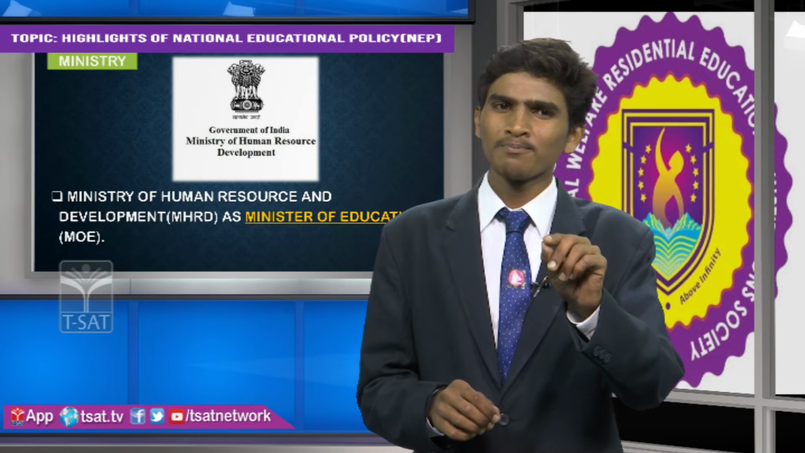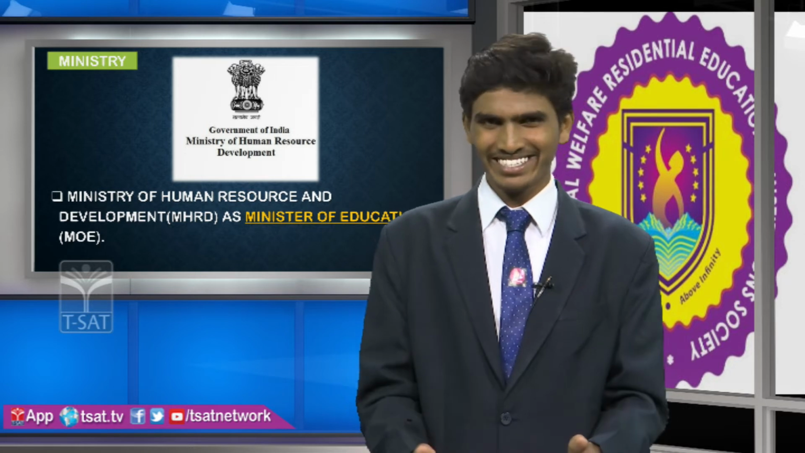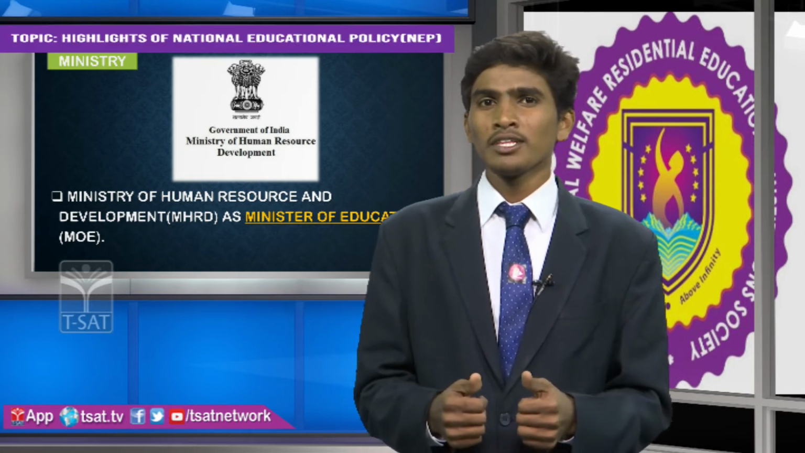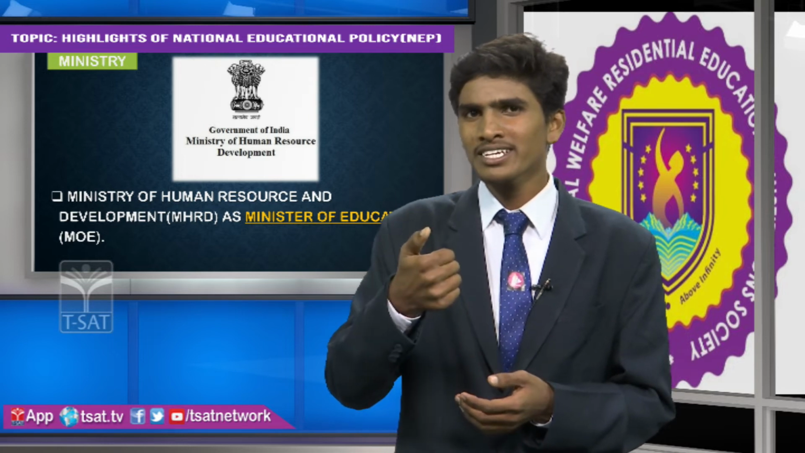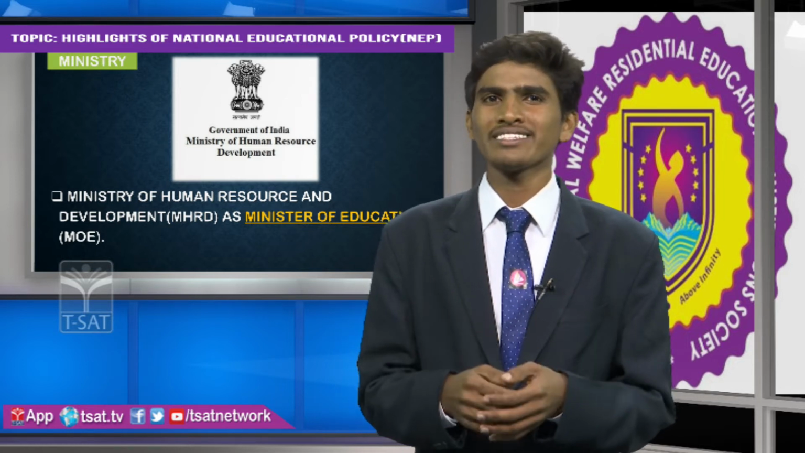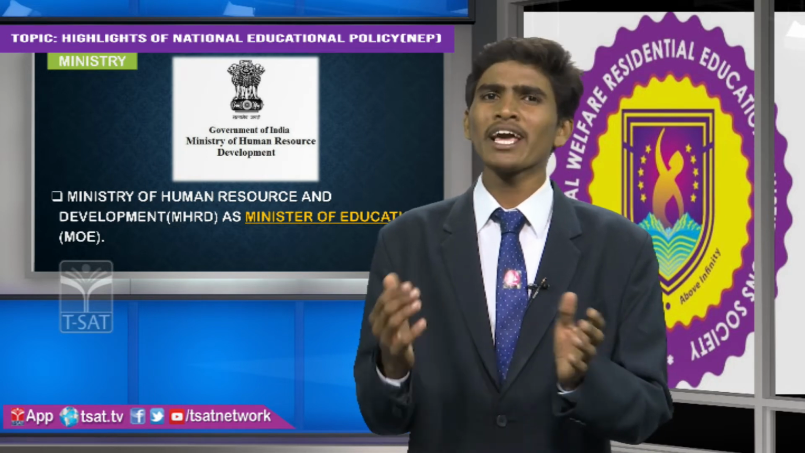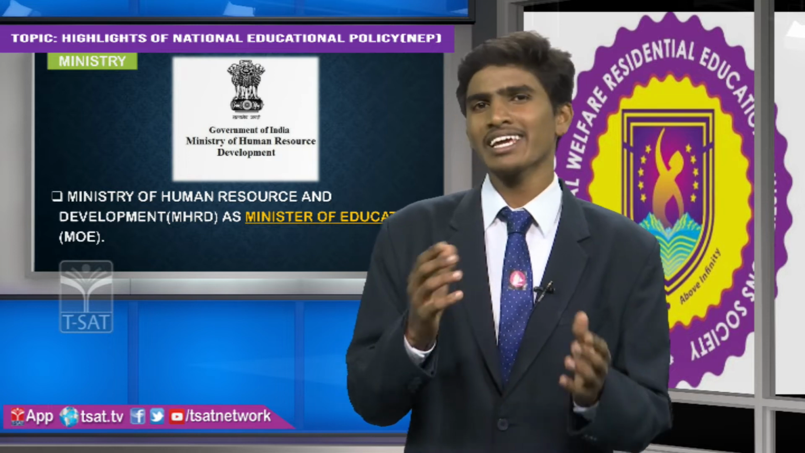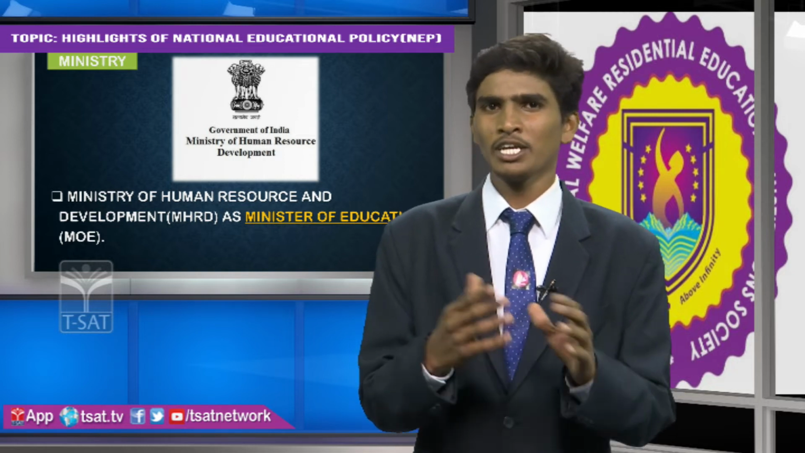Ministry, you can see on the screen friends, Ministry of Human Resource and Development, MHRD, renamed as Ministry of Education, MOE. This MHRD came into existence in the year 1986 under the Prime Ministership of Rajiv Gandhi. This Ministry of Human Resource and Development consists mainly of 2 departments. They are school education and literacy, and higher education. Then it has been replaced by the Ministry of Education, which existed earlier in the period of the Jawaharlal Nehru government. Yeah friends, this is the renaming of MHRD into MOE.